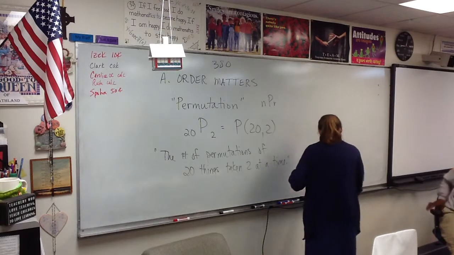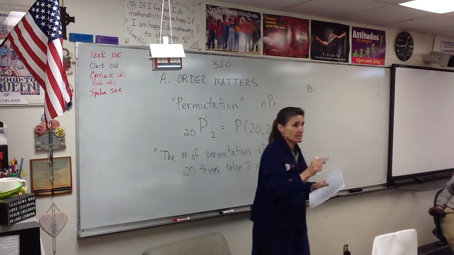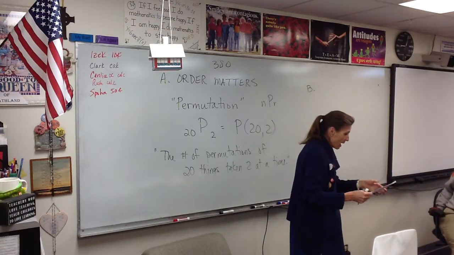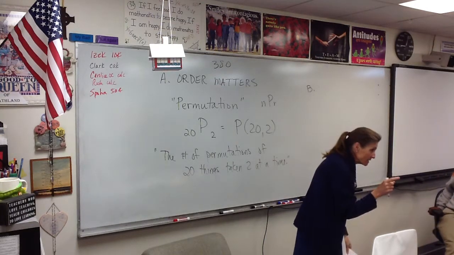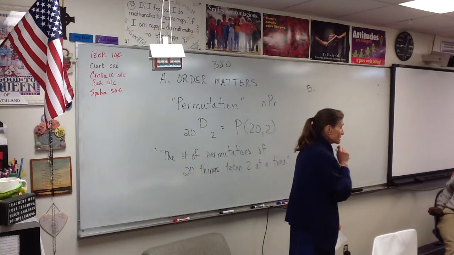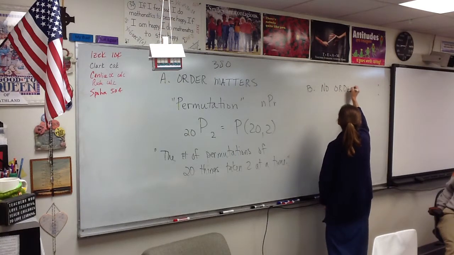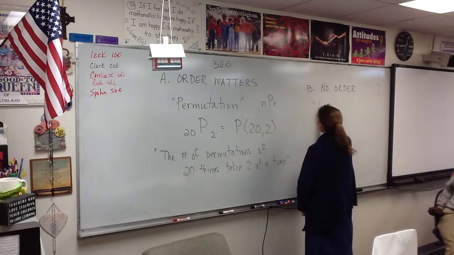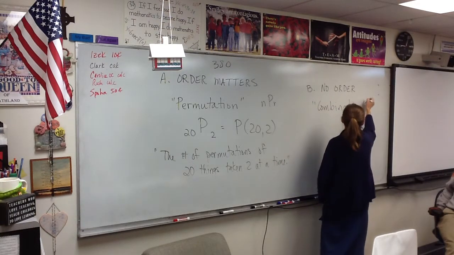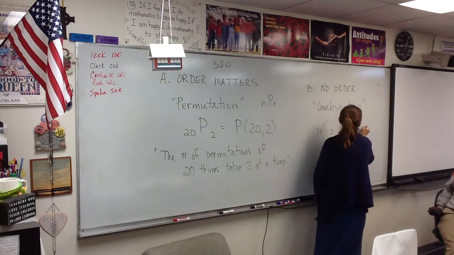Now, question B is exactly the same thing, kids, except order doesn't matter. I still have 20 kids, I'm still choosing 2, but the order doesn't matter. No order. That's called a combination. And it is written 20C2.